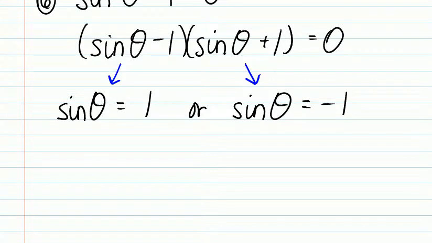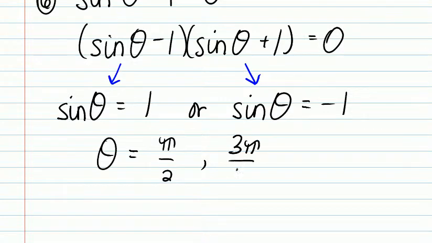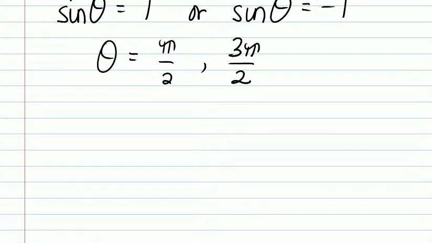And we all know where the sine of theta is 1. It's on your unit circle. It happens at pi over 2. And sine of theta equals negative 1 at 3 pi over 2. So that shouldn't have been too bad. Let's try problem number 8.